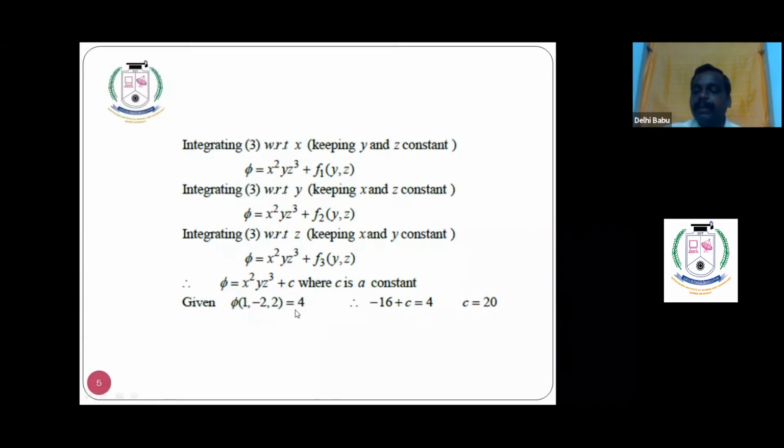the value given in the problem as 4. So this minus 16 goes to the right-hand side as plus 16. Already I have 4, so 4 plus 16 is 20. So finally, substitute the C value as 20 here. Then the required phi is equal to x square y z cube plus 20. That is your required scalar quantity phi.